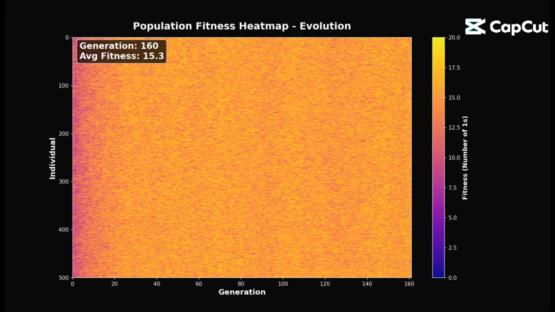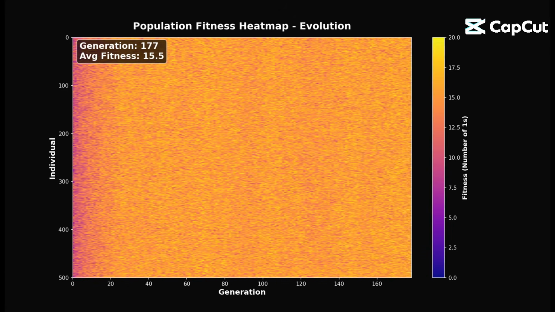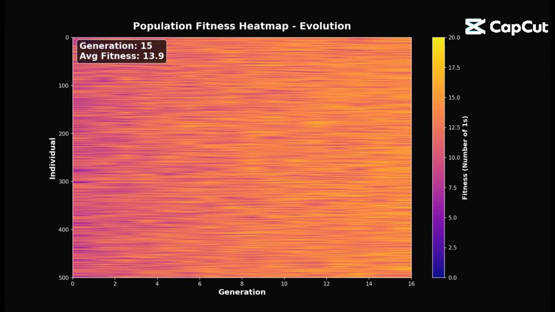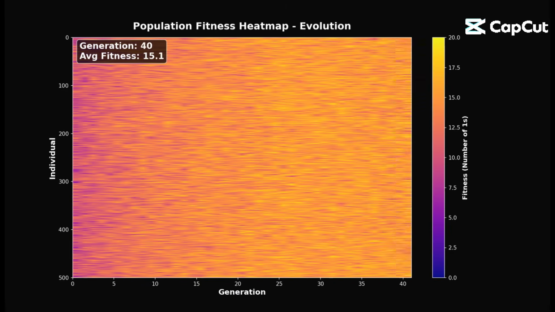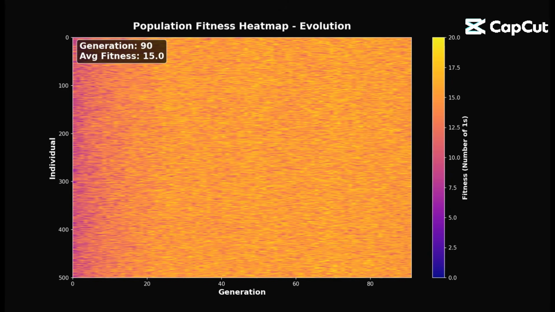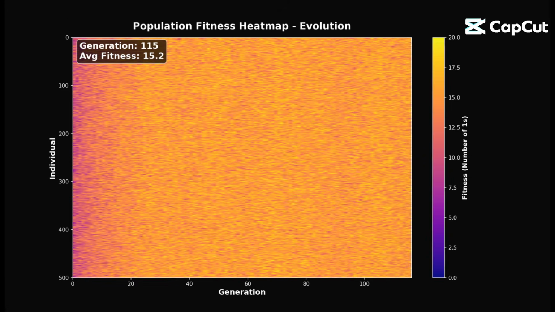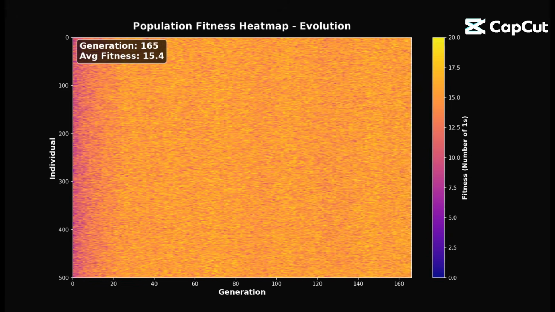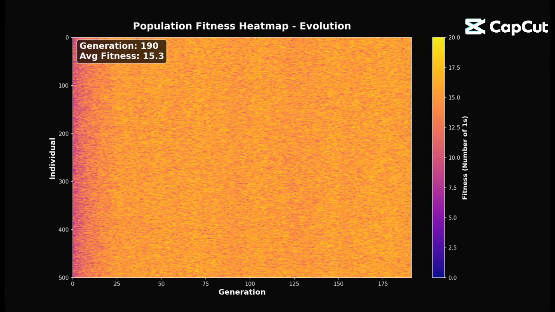This is the key insight. Genetic algorithms don't just find one good solution. They elevate the entire population. Good genes spread like wildfire through crossover. Even individuals who started terrible inherit elite genetic material and improve dramatically. By the end, it's almost completely bright, a sea of high-performing solutions. That's collective evolution in action.